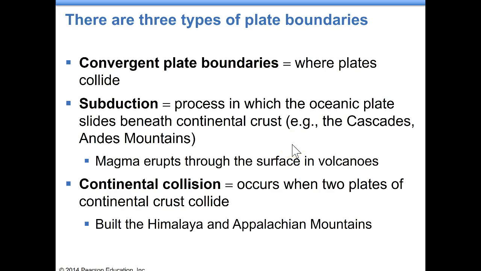So convergent plate boundaries are where plates collide, that literally they're coming at each other and they just, boom, hit each other. And we can call it subduction as one process. This is in which the oceanic plate, so we're talking about stuff that's underneath the ocean, beneath the continental crust, that actually hit and formed the Cascades and the Andes Mountains. Okay, we can still, with convergent plate boundaries, have magma that erupts through the surface in volcanoes. So we know that the Andes Mountains has some volcanoes in that area. Then we have continental collision, and this occurs when two plates of a continental crust collide. And this is where we got our mountains from, the Appalachian Mountains and the Himalaya Mountains.